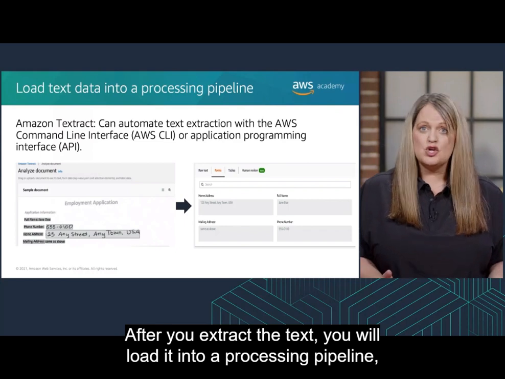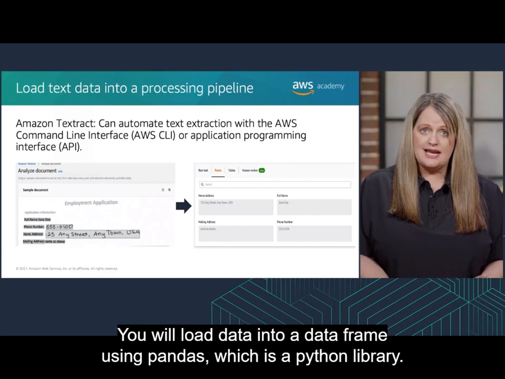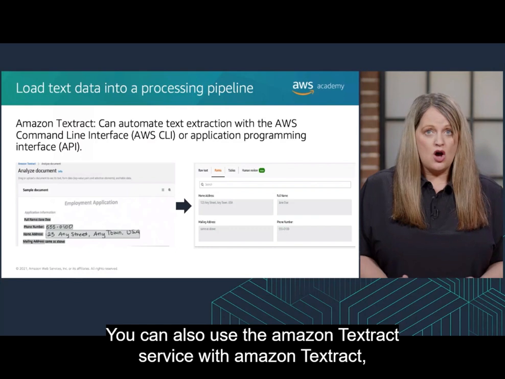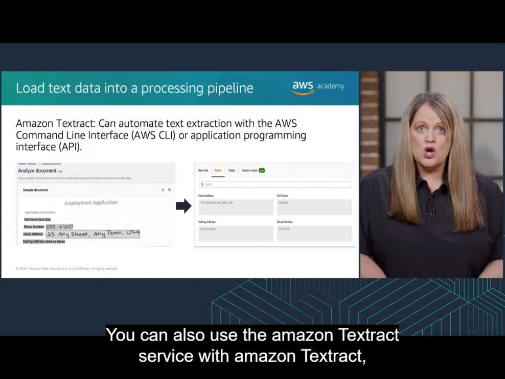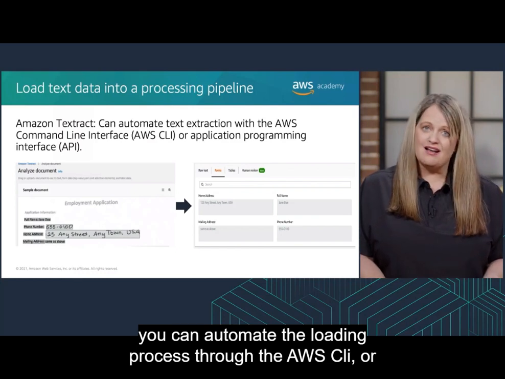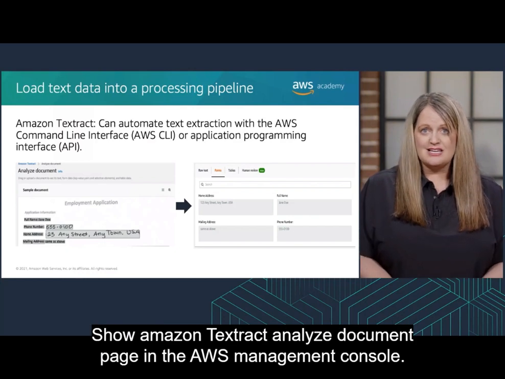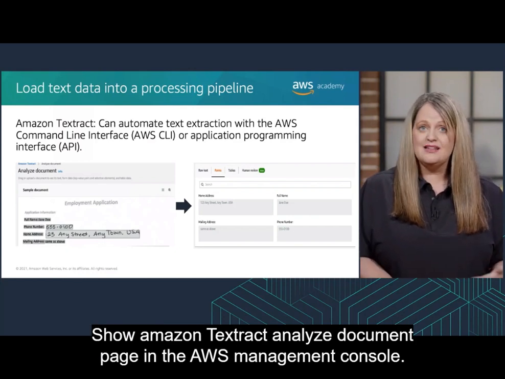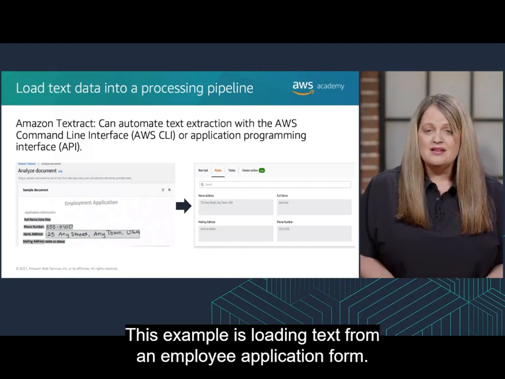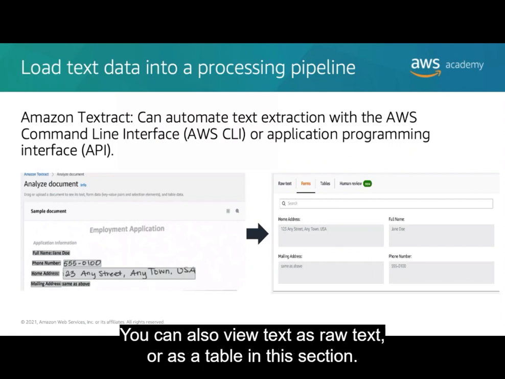After you extract the text, you'll load it into a processing pipeline. In the lab for this module, you'll load data into a data frame using Pandas, which is a Python library. You can also use the Amazon Textract service. With Amazon Textract, you can automate the loading process through the AWS CLI or by calling the API directly. The screenshots here show Amazon Textract Analyze Document page in the AWS Management Console. This example is loading text from an employee application form. You can also view text as raw text or as a table.